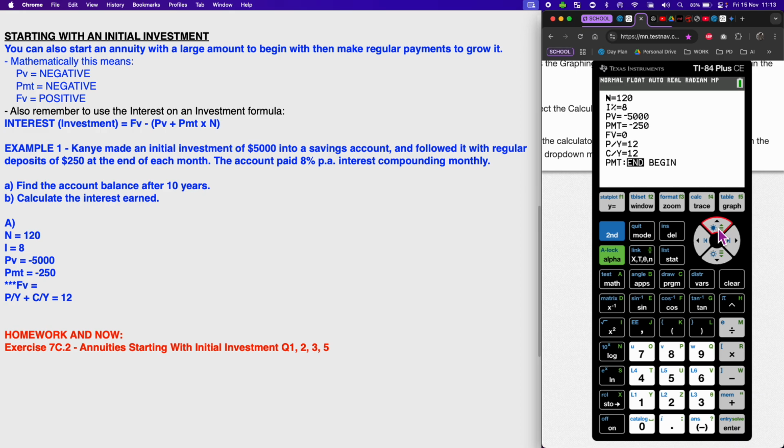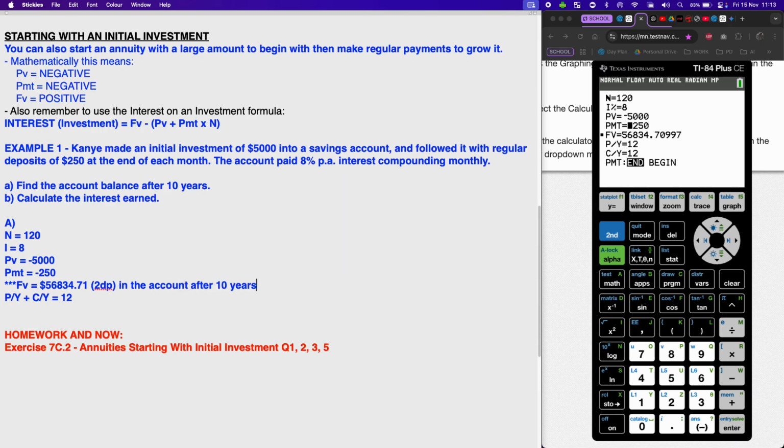Can someone remind me, because I'm a 40-year-old man, how do I get the calculator to solve? What do I press? Alpha. Well done. Alpha, enter. So that is telling you that at the end of this situation, Kanye is going to have $56,834.71 to 2 decimal points in the account after 10 years, which looks massive. It looks like a lot.